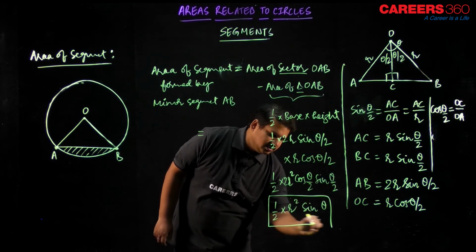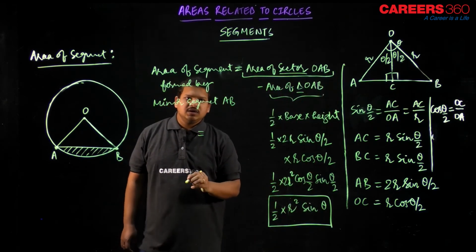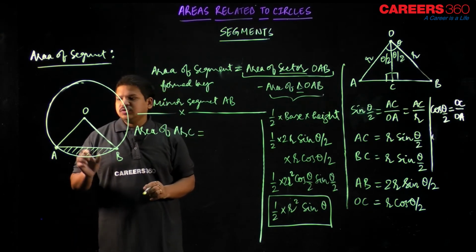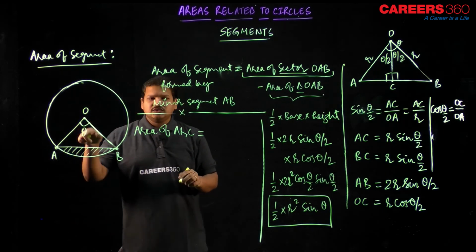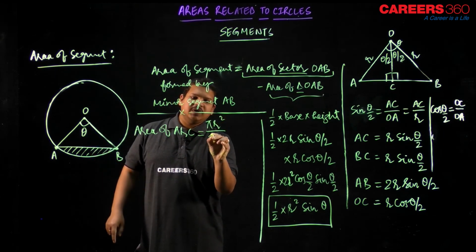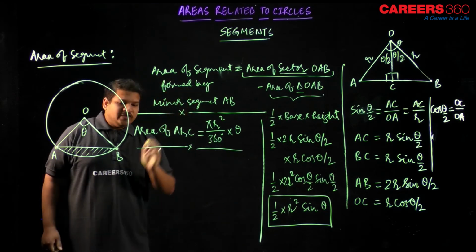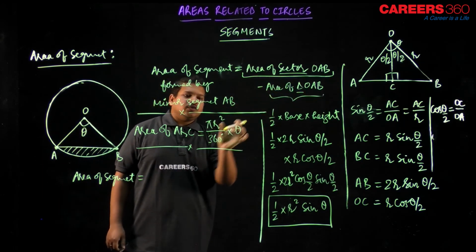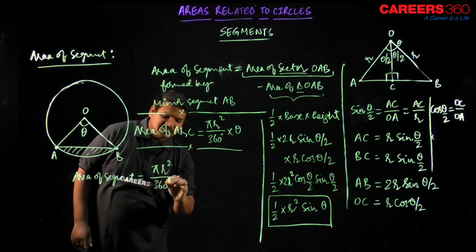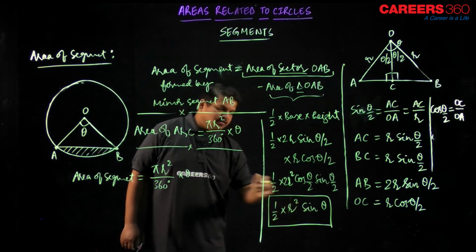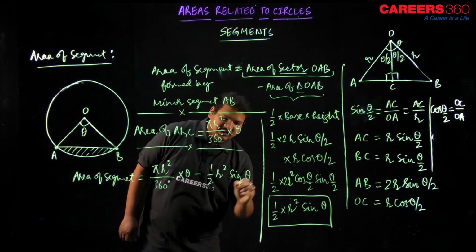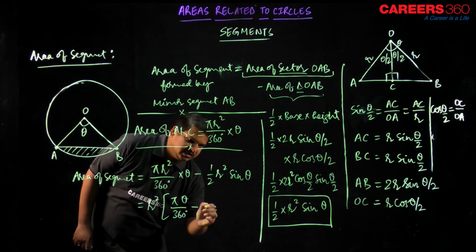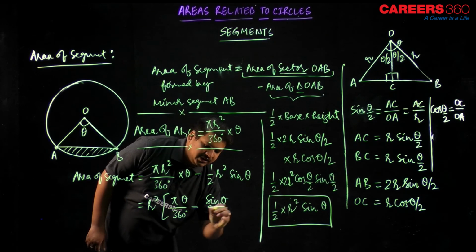Finally, what about the area of the sector OAB? If this angle is theta, the area of the sector will be pi R square by 360 degrees into theta. Now we can calculate the area of the segment: the area of sector OAB, pi R square upon 360 degrees into theta, minus the area of the triangle, half R square sine theta. Now I can take R square common, and what remains is pi theta upon 360 degrees minus sine theta divided by 2.